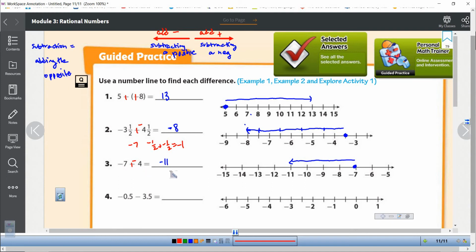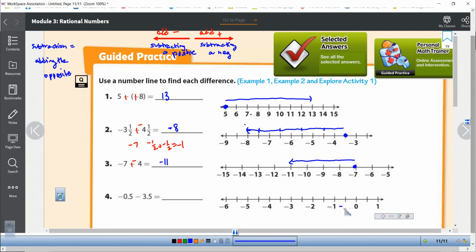7 negatives plus 4 negatives. Again, we talked about this in the last video. That simply moves us to the left. All right, and finally here, negative 0.5. Negative 0.5 would be right here, right?